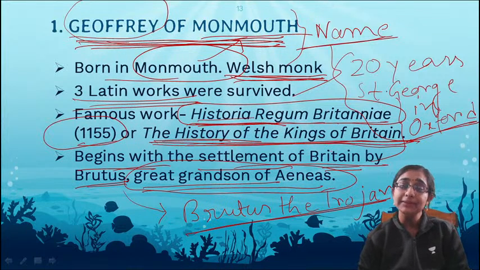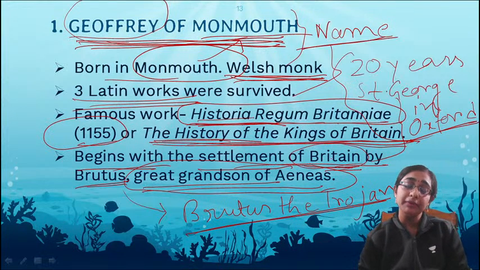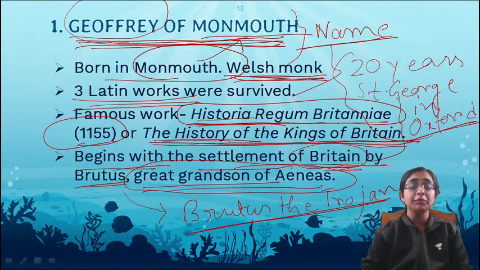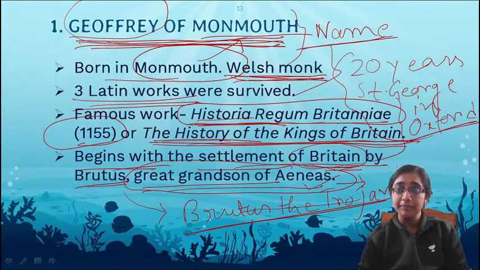So the book opens with this story: how Britain, the country of Britain, was settled, was established by Brutus the Trojan, the great grandson of Aeneas. Aeneas is the famous hero of Virgil's Aeneid.